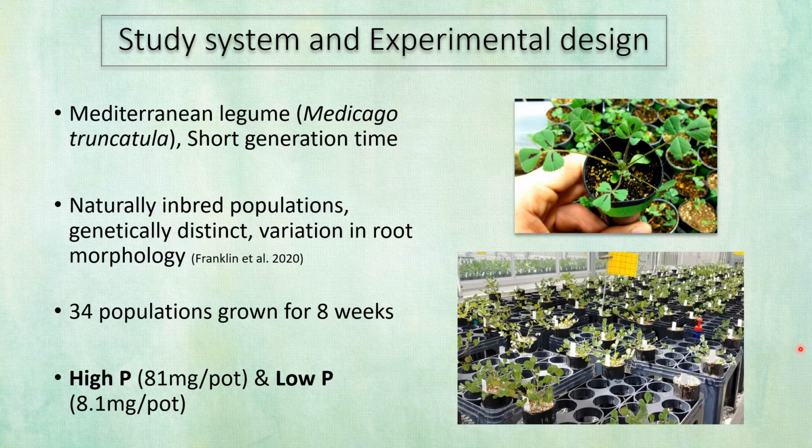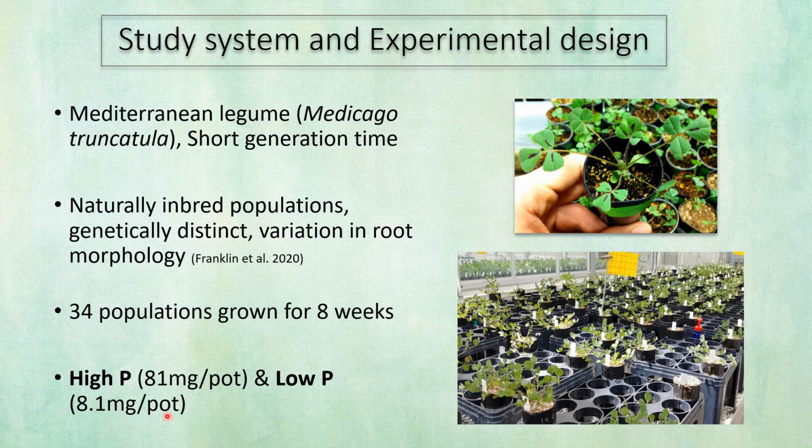The plant has short generation time and has many well-defined naturally inbreeding populations that vary significantly in root trait expression, verified by a study previously done in our lab. So for my study, I have chosen 34 distinct natural populations from the Mediterranean area. Plants from all 34 populations were grown in University of Guelph, Phytotron greenhouse for 8 weeks.